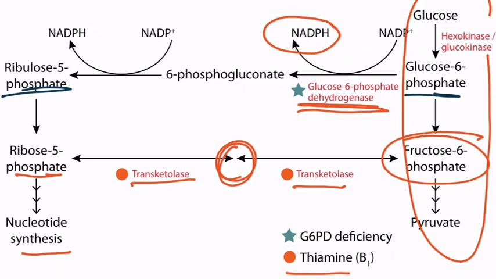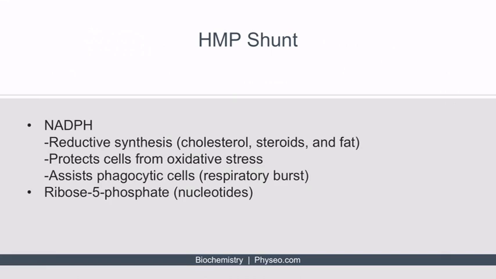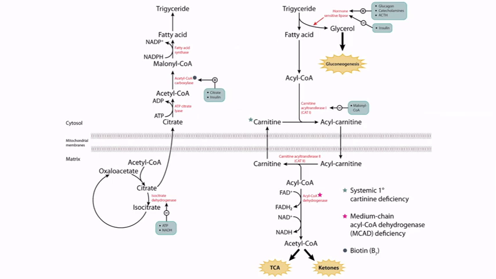Okay, with this in mind, let's discuss some of the key roles of NADPH. So again, NADPH has three major functions, as I briefly mentioned at the beginning of this section. Let's discuss reductive synthesis first. This is a figure from the section on fatty acid metabolism. Notice that NADPH, right here, is required for the conversion of malonyl-CoA to fatty acids. Therefore, patients with a G6PD deficiency may be unable to properly synthesize fat.